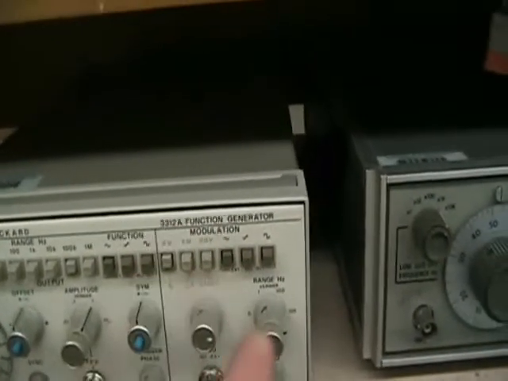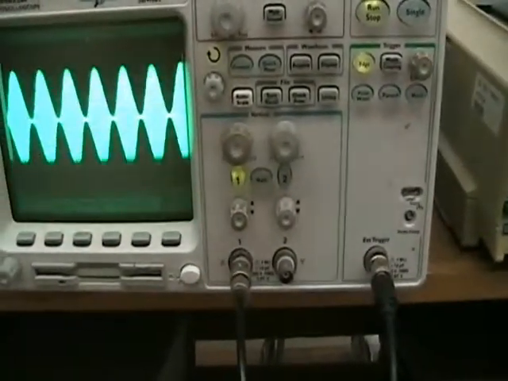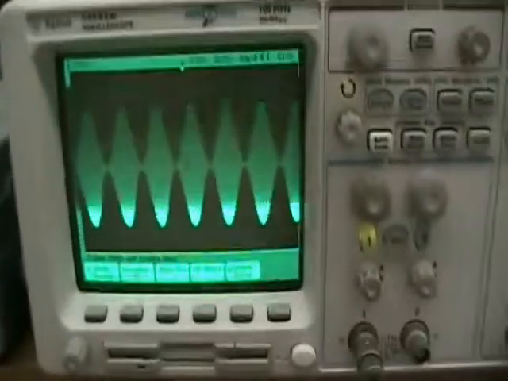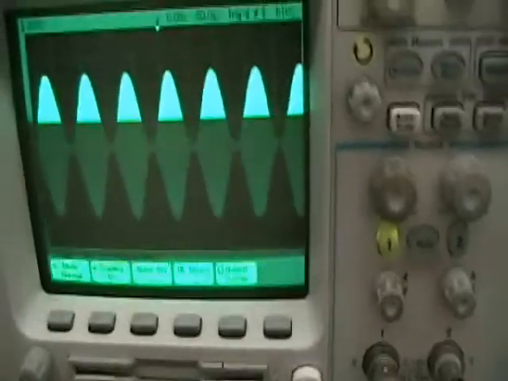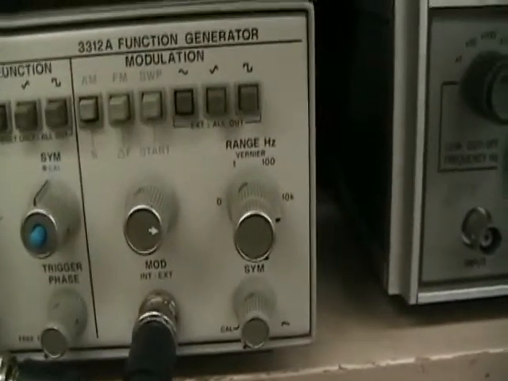Also, we will use the modulation output, the modulation section, and take the signal out and drive the oscilloscope. This will make it much easier to trigger the oscilloscope and get a good view. As we see on the oscilloscope, the AM signal. The modulation controls are on this section.